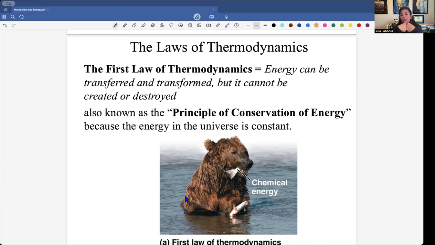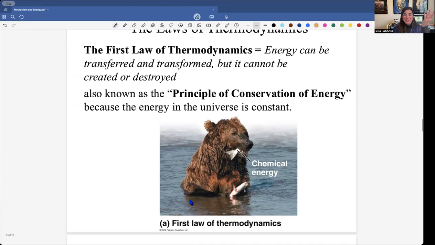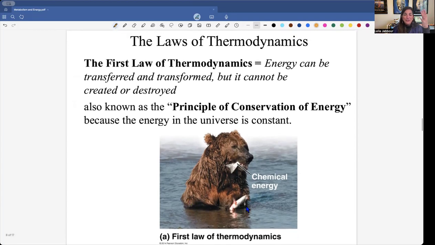So let me give you an example so it's not so vague and you don't start panicking because we're getting into physics. No, no, no. We're just really going to keep it related to biology. Look at this chemical energy in the fish, right? The fish has flesh, and this flesh is made of cells, and cells are made of molecules, right? We learned that in the first chapters of this course.